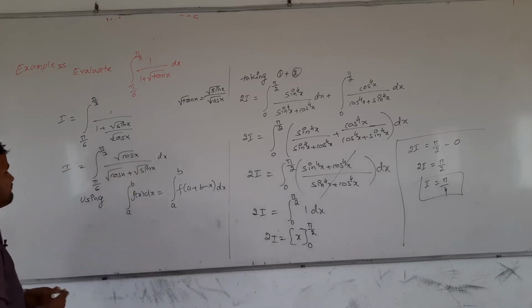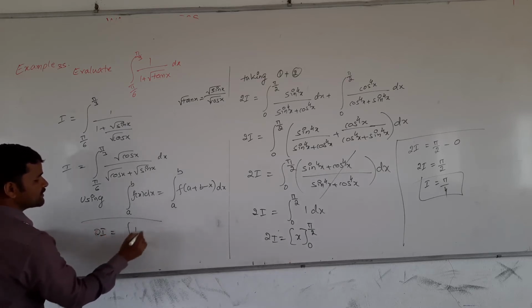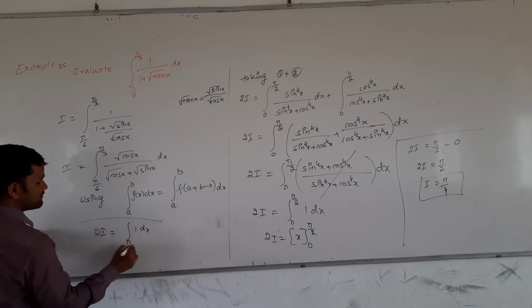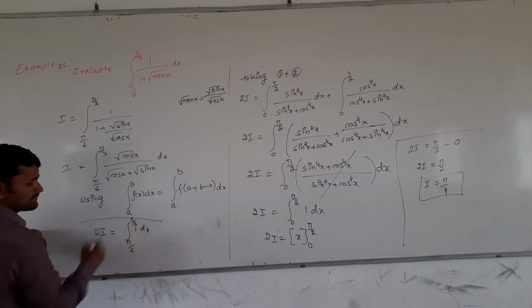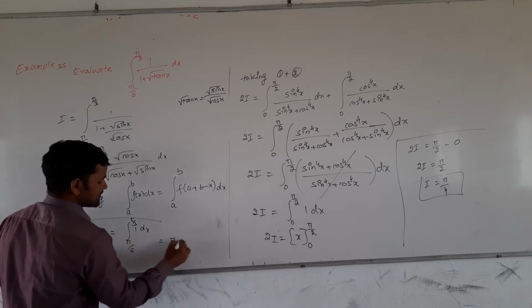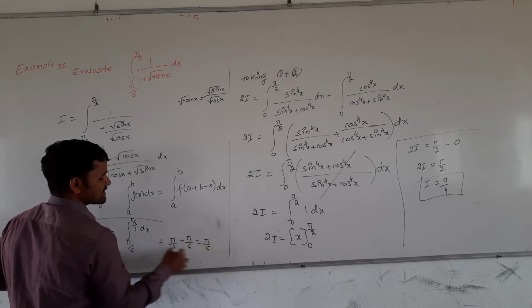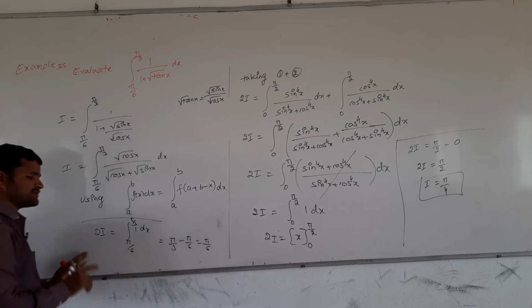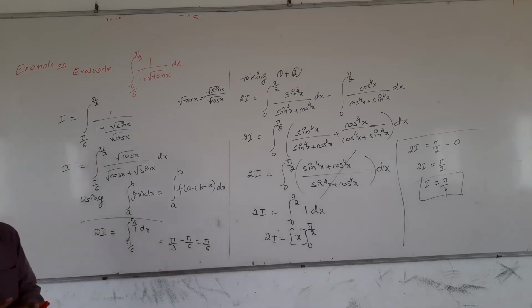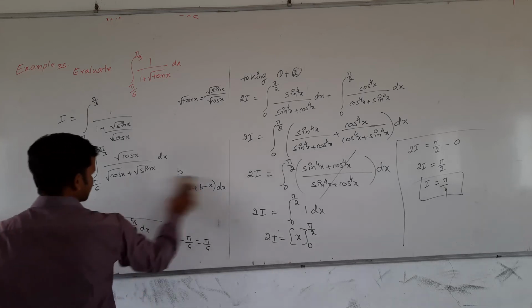So finally we are left with 2i is equal to integration of 1 with respect to x from pi by 6 to pi by 3. Integration of 1 with respect to x is x, we will get pi by 3 minus pi by 6, answer is 2i is equal to pi by 6, I is equal to pi by 12. So, we will get the answer I is equal to pi by 12, that one you write, that is left to you.